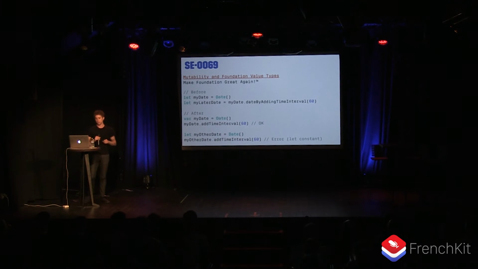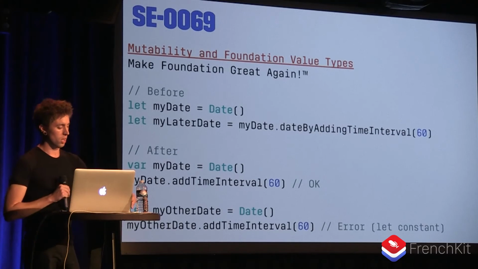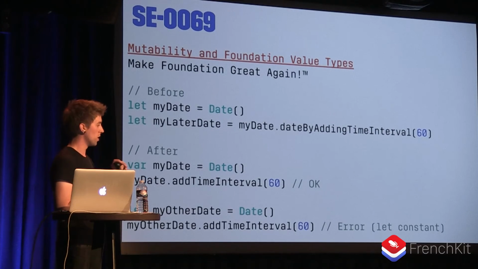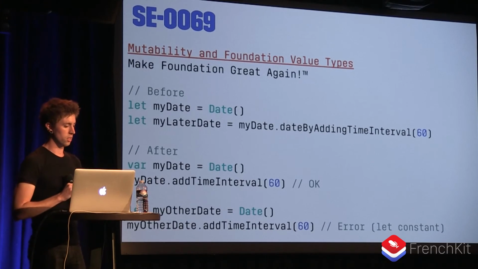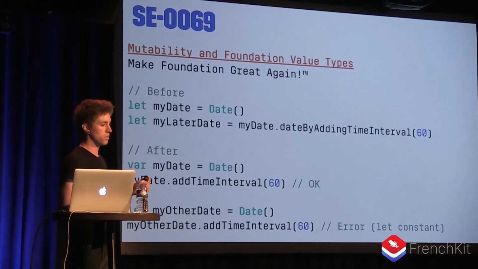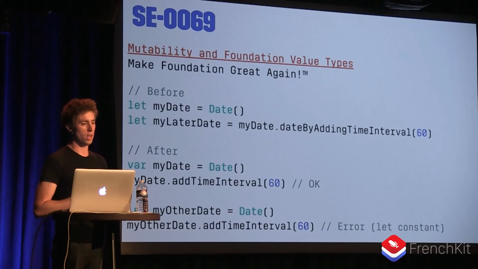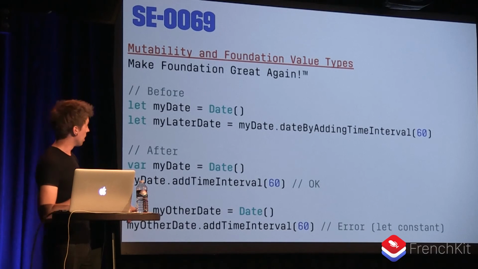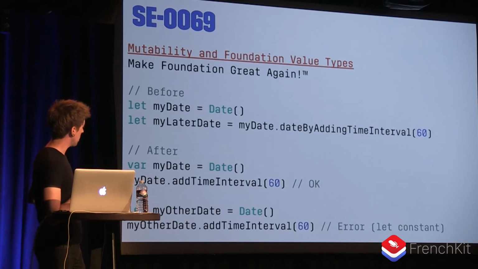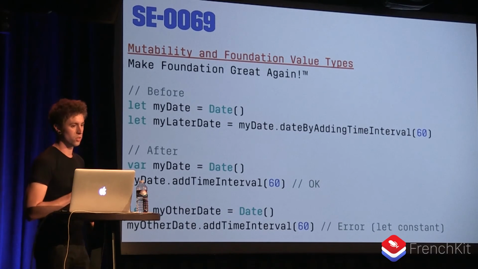Next, we'll talk about 69, which was mutability and foundation value types. This proposal really focused on making foundation more Swift-friendly and more natural to use from Swift. Before, NSDate was a reference type, so now we have this new date value type. When date was a reference type, let and var didn't really have any effect. But after this change, you can have a date variable and you can add a time interval. If you declare it as let, so it's a constant, then you'll get an error if you try to mutate that.